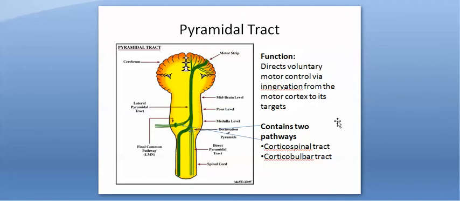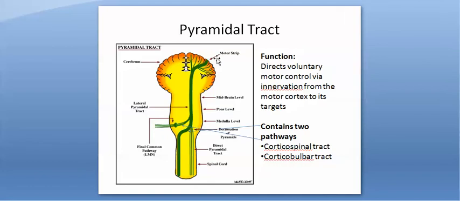So your pyramidal tracts are tracts of neurons that start at the motor cortex, which is up here in the frontal lobe, and specifically most of them are at the primary motor strip, which is right here. So this is the brain. This is the brain stem, and then here's the spinal cord down here.